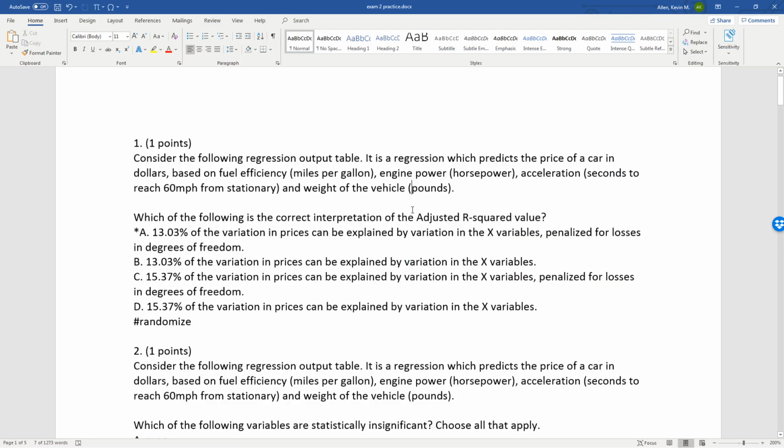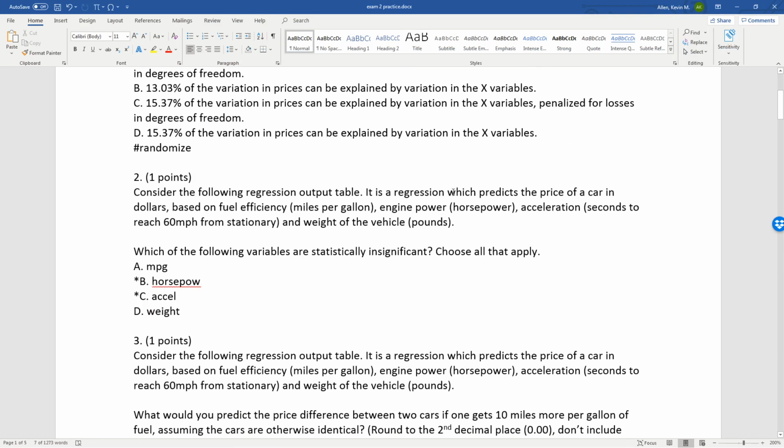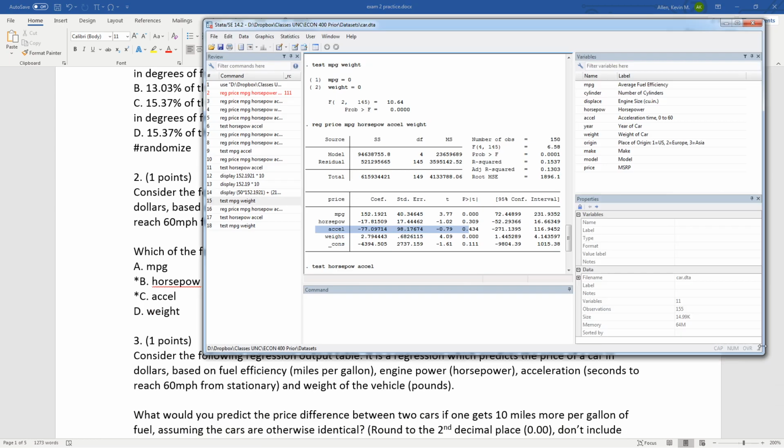So then we go down to number 2. Again, same regression output table. So which variables are statistically insignificant? We go back here. What you want to look at is the p-values here. You can also do this using the t-statistics or the confidence intervals, using the rules that we've talked about before. Does the confidence interval contain 0? That'll tell you for the 95% confidence level if it is significant or not.